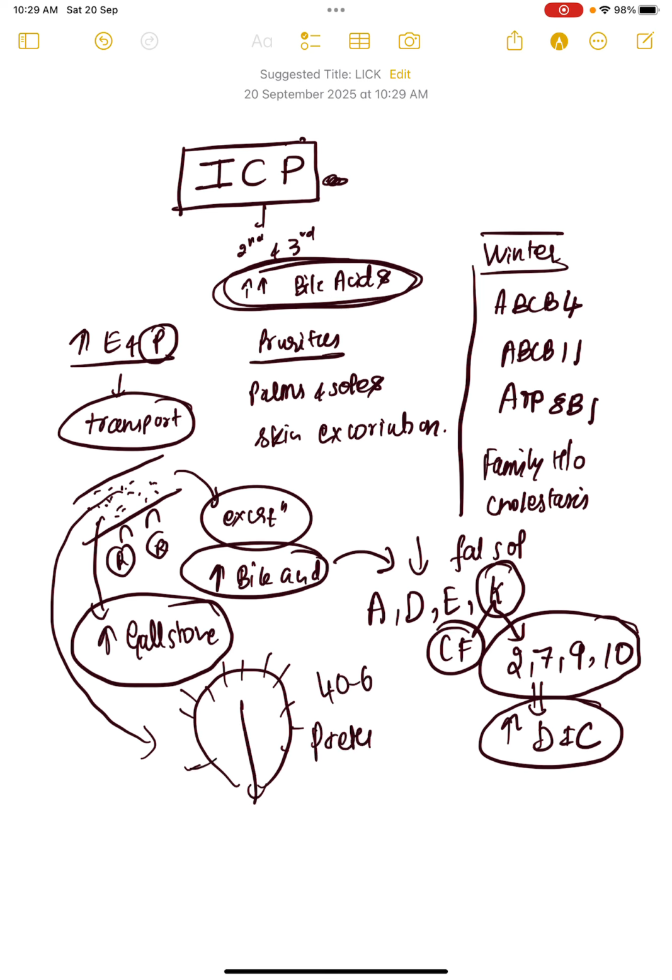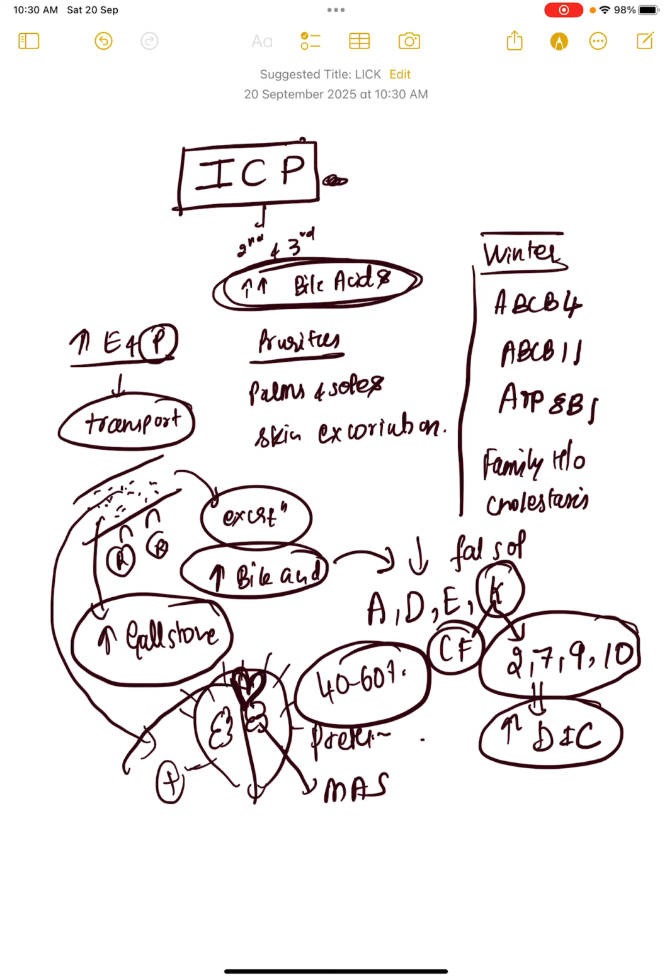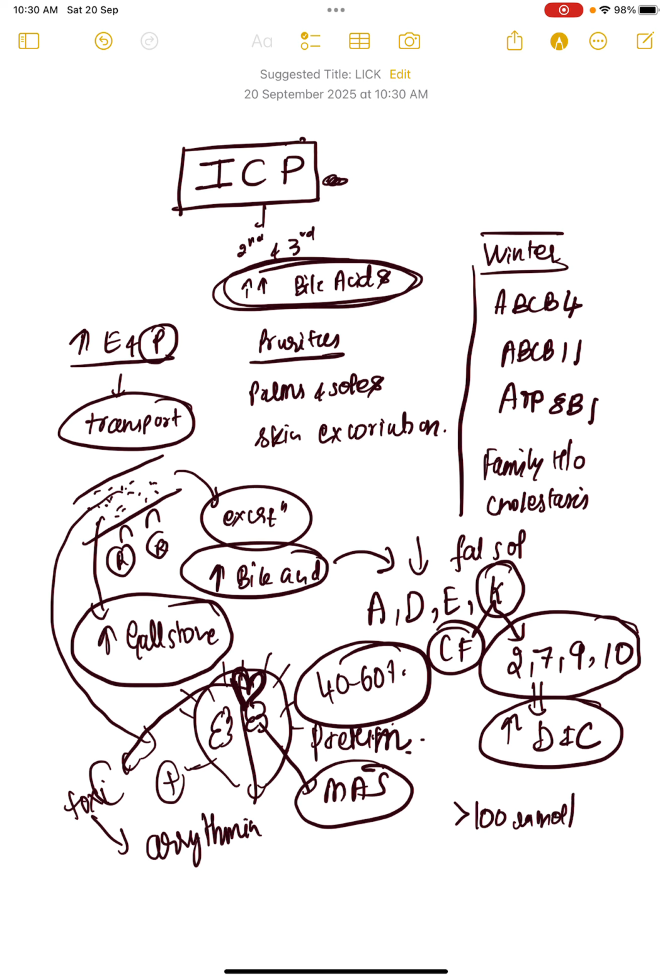Preterm labor occurs in 40 to 60% of patients. Then this will stimulate the fetal gut. When it stimulates the fetal gut, you get meconium aspiration syndrome. Even the fetal heart will be affected, so that causes a toxic effect. Because of this toxic effect, what you get is arrhythmia. So there is a chance of arrhythmia, meconium aspiration, preterm labor, and if the bile acid level increases beyond 100 micromole per liter, there is a higher chance of stillbirth.